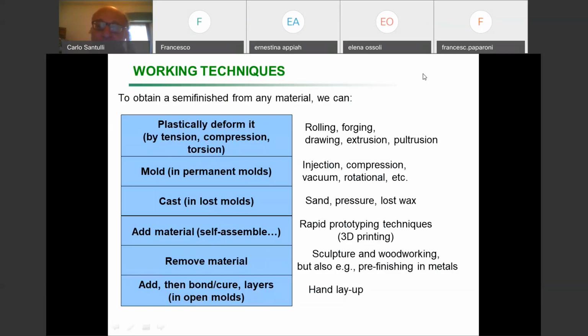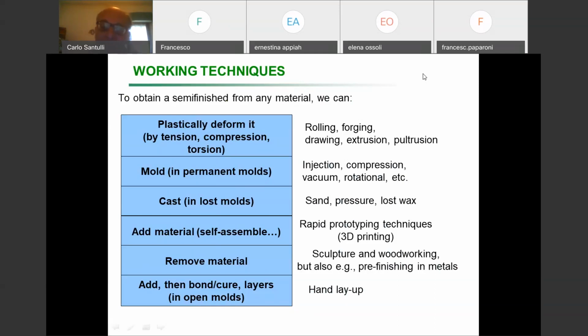Other examples are much newer. For example, we can add material, like the 3D printing, we add material, and we complete the piece by gradually adding that material. In other cases, we subtract material. This is much more classical, like in sculpture, in woodworking, wood carving, and so on. Working with wood, we can subtract, remove material.